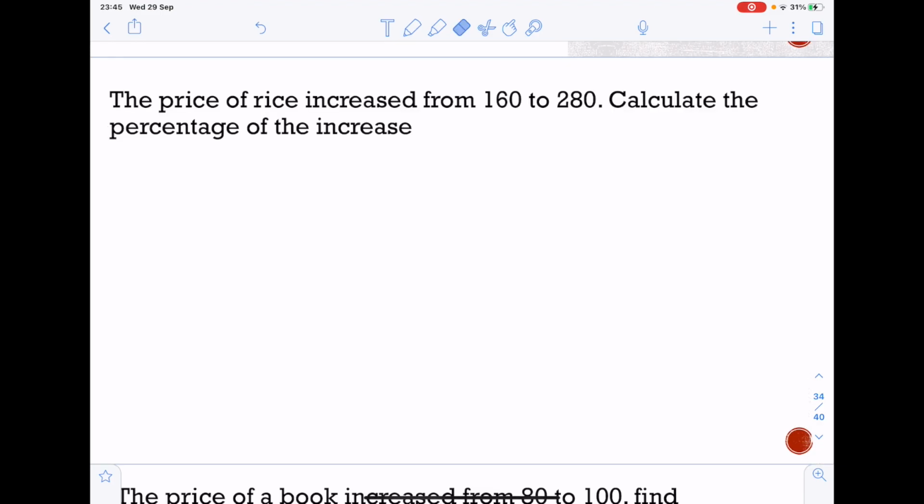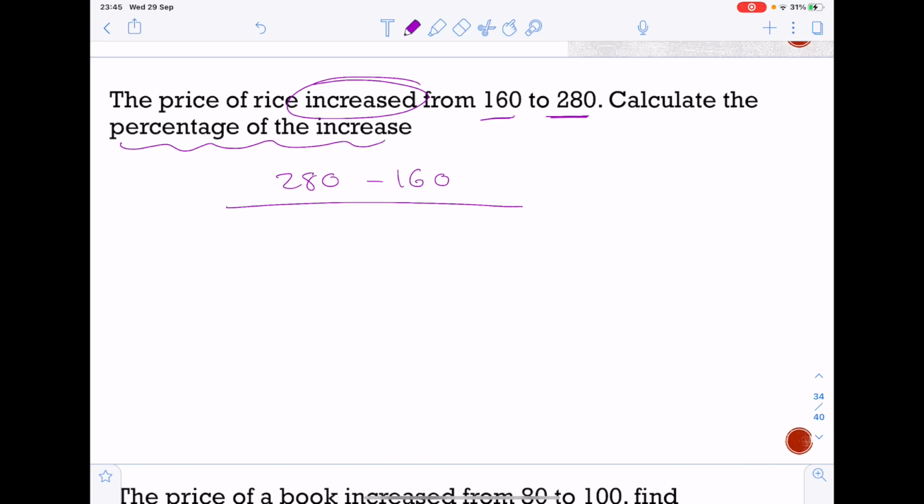The price of rice increased from 160 to 280. Calculate the percentage of the increase. So as you can see here, we have two prices. This is the old one, this is the new price, and it's increased. So to calculate the percentage of an increase, we will subtract the prices, then we will divide by the old or original price, then we will multiply it by 100. This is the percentage. So 280 minus 160 is 120 over 160 times 100.